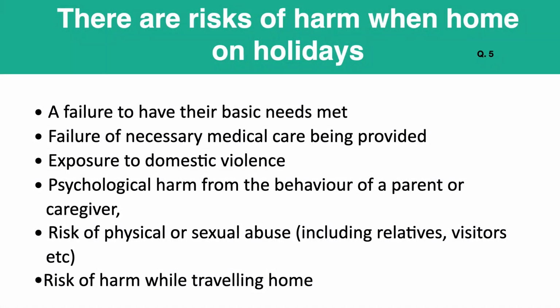Some of the risks could be purely not having their basic needs met. The environment may not be, or the home may not be meeting their basic needs. There may be a failure of necessary medical care for them. There could be exposure to domestic violence or psychological harm from the behaviour of a parent or a caregiver. There could, of course, be the risk of physical or sexual abuse, and that may include relatives, visitors, not just parents. And there may be a risk of harm while they're actually travelling home.